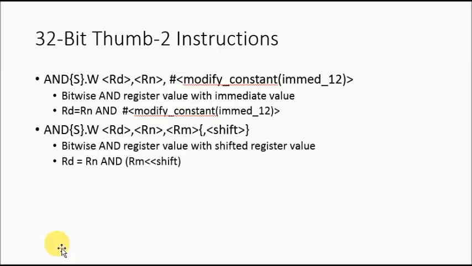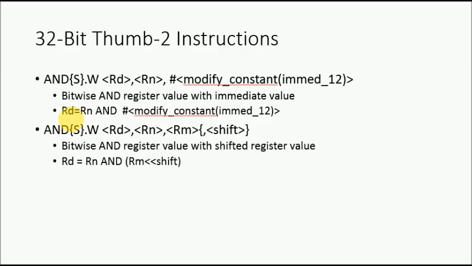The instruction is AND{S}.W Rd, Rn, #modify constant, immediate 12-bit. Now this is the AND instruction, that is a logical instruction. So we bitwise AND the content of the register Rn with the content of this immediate value, and the result will be stored into the destination register.